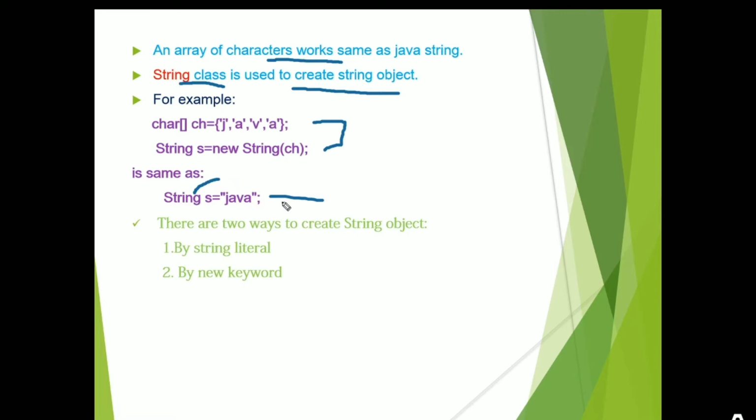And we can create string objects in two ways: one is by using the string literal, and the other is by using the new keyword. Observe in detail how we can create the objects by using literals and by using the new keyword.